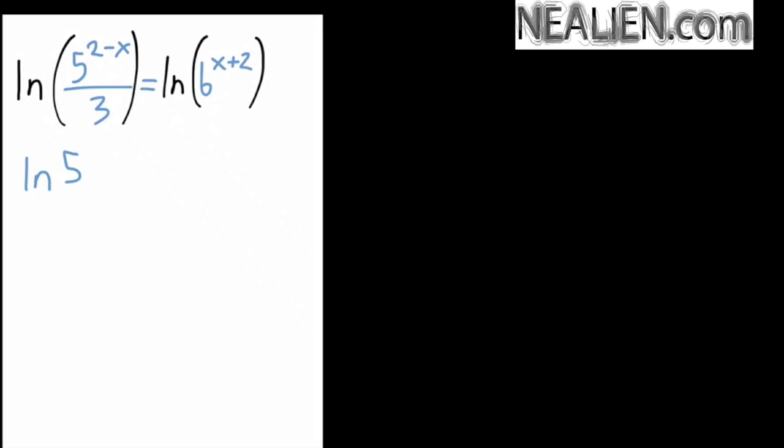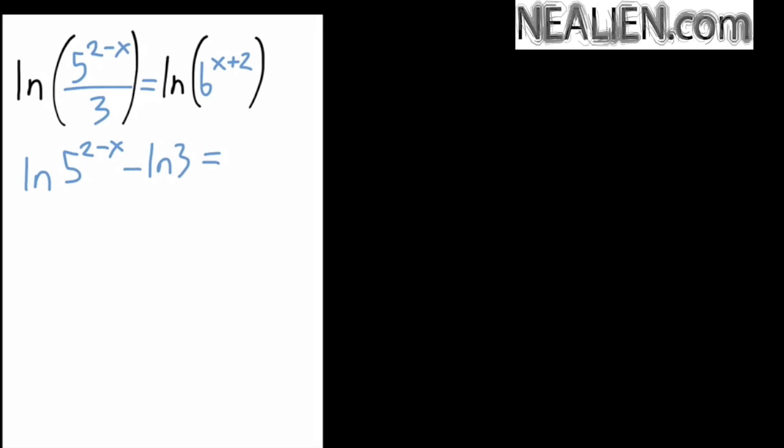So here's what we got. The 5 to the 2 minus x over 3 equals 6 to the x plus 2. I'm going to apply the natural logarithm to both sides of the equation. And I'm going to use parentheses to show that I'm applying it to the entire left side and the entire right side. On the right side, it's a little more straightforward. On the left side, we actually have a quotient, so a division. And there's a property of logarithms that says that the logarithm of a quotient is the logarithm of the numerator minus the logarithm of the denominator.